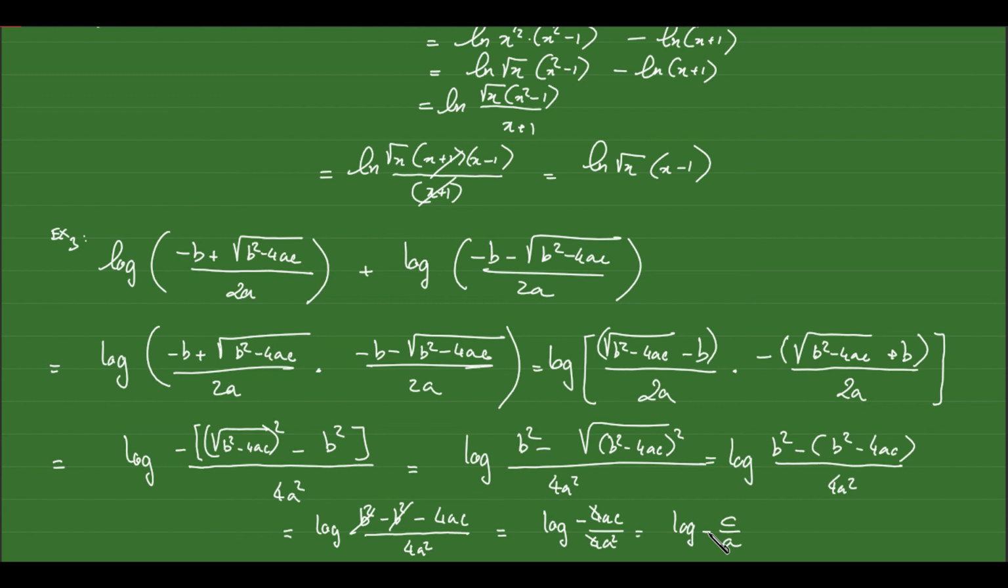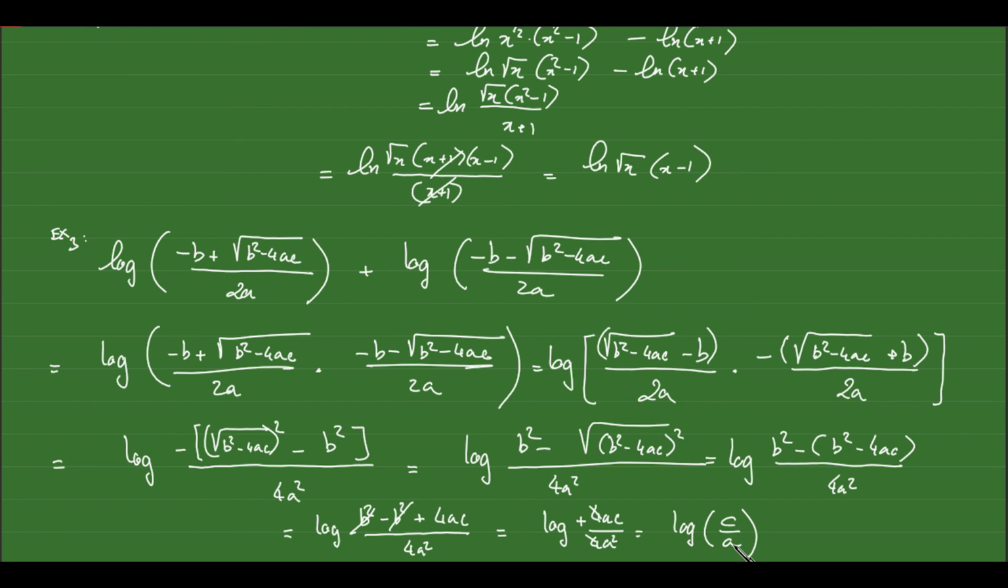So we have log of negative c over a. What happened here? Let's see, we can keep it like this, or we can do something more. Well, I think I distributed wrong over here. It should be plus here, so we have log of c over a as the final answer. There you go.